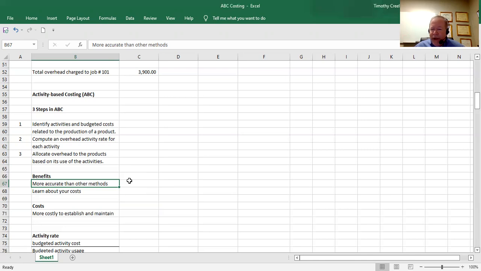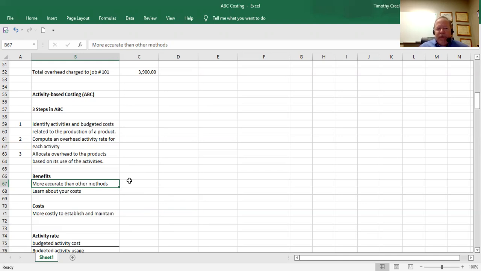The problem comes with overhead. Since overhead is really just an indirect cost, it's a challenge sometimes to find the most accurate methods and ways to allocate overhead to the final product? And basically, ABC helps you do that.